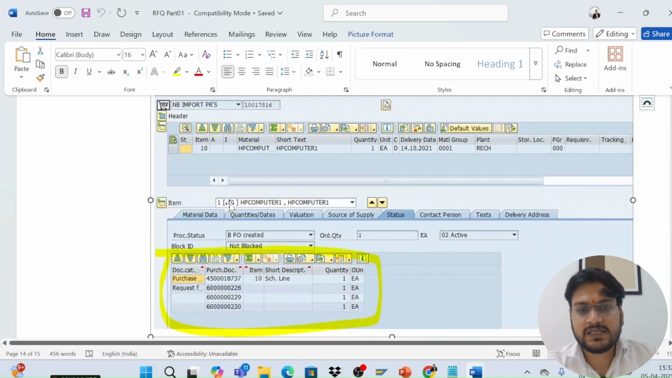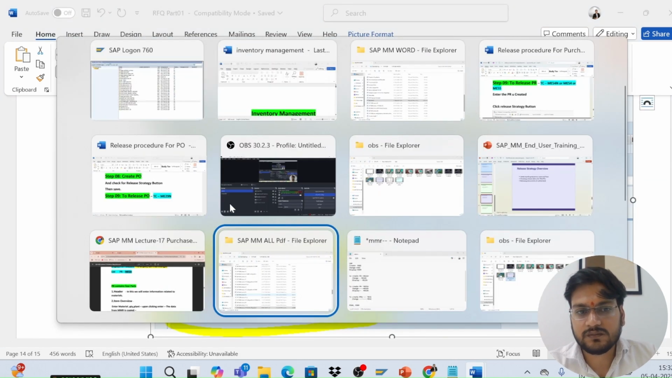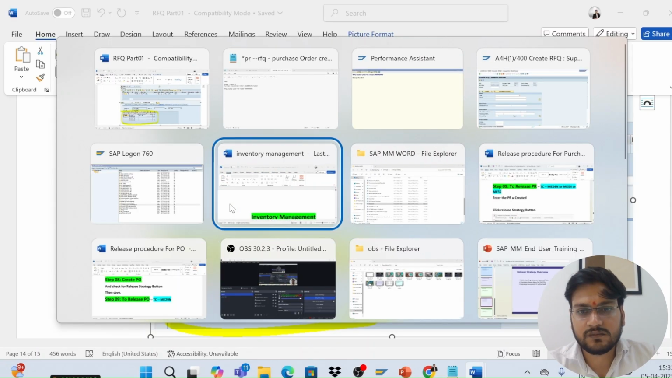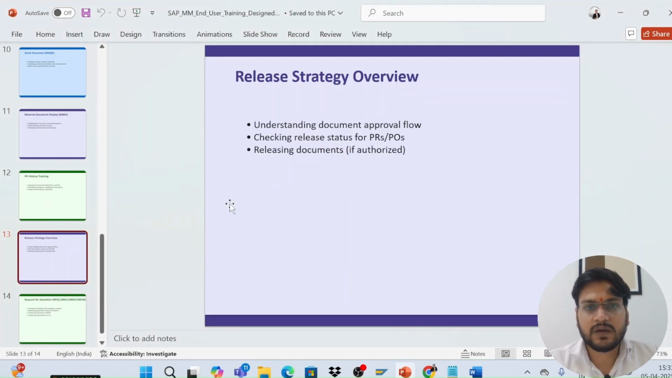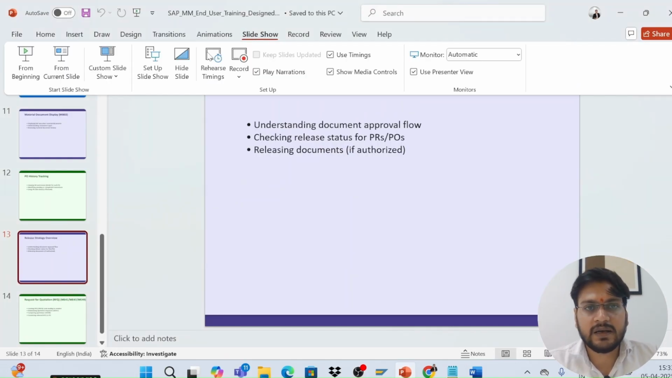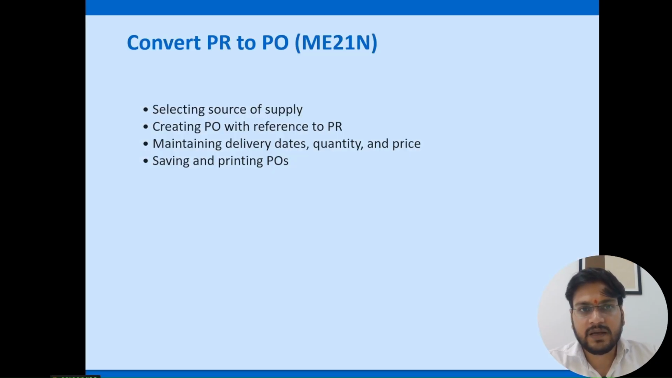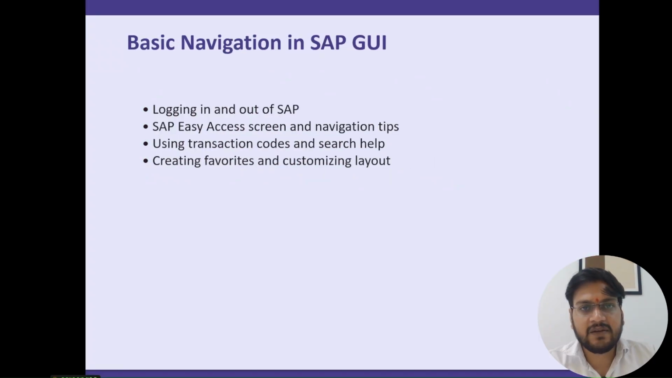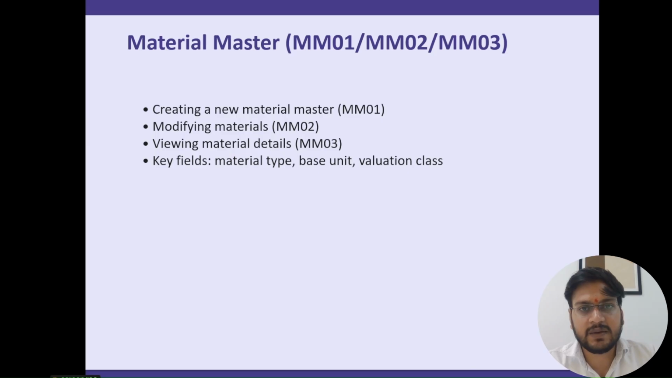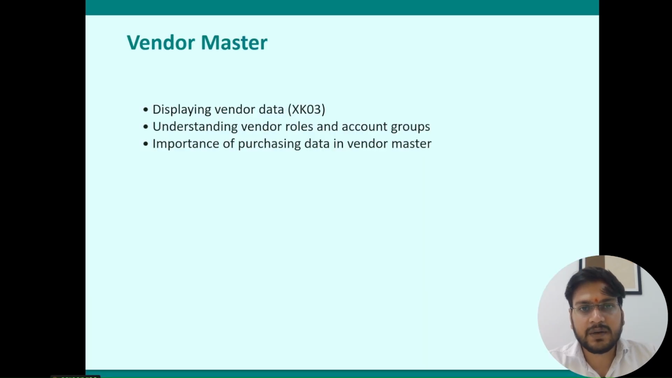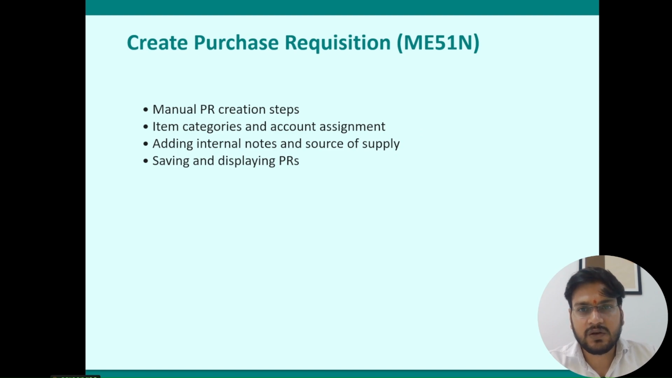Okay, so this is request for quotation. So we have covered until now basic navigation. We have covered material master record. We have covered vendor master record. We have created a purchase requisition by using T code ME51N. We have created, changed, and displayed, and we have seen what the business requirement for a purchase requisition is. We have covered each and everything from the end user's perspective.